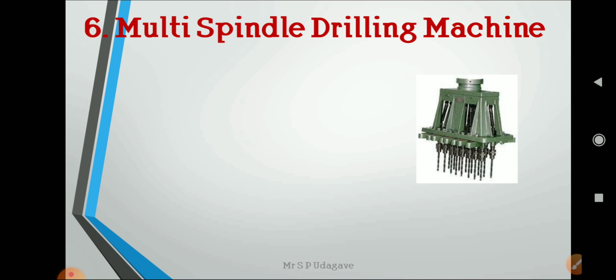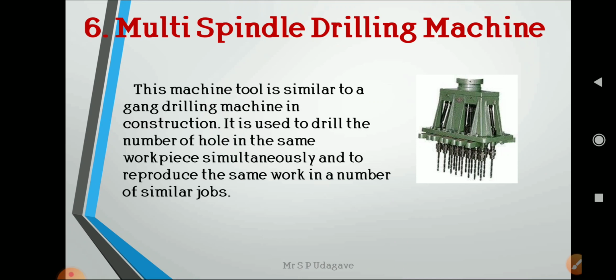Next one is the multi spindle drilling machine. This machine tool is similar to the gang drilling machine in construction. It is used to drill a number of holes in the same workpiece simultaneously, and to produce the same work in a number of similar jobs for mass production.